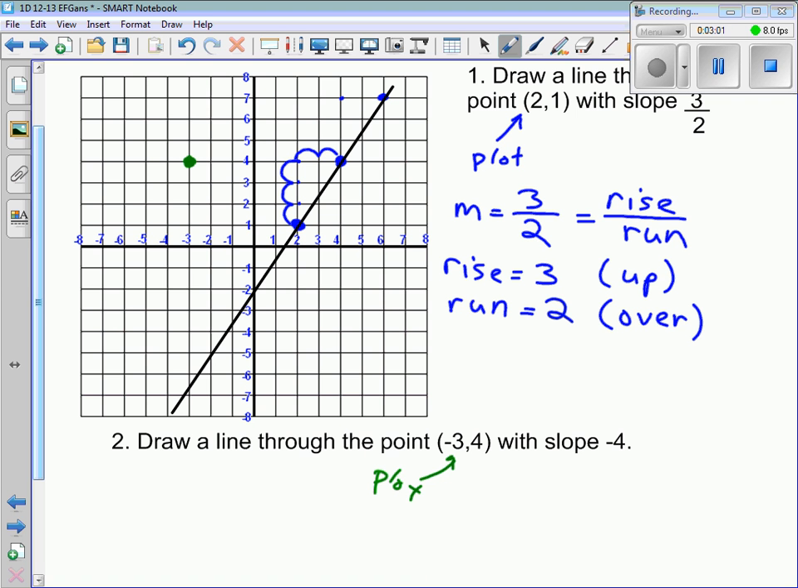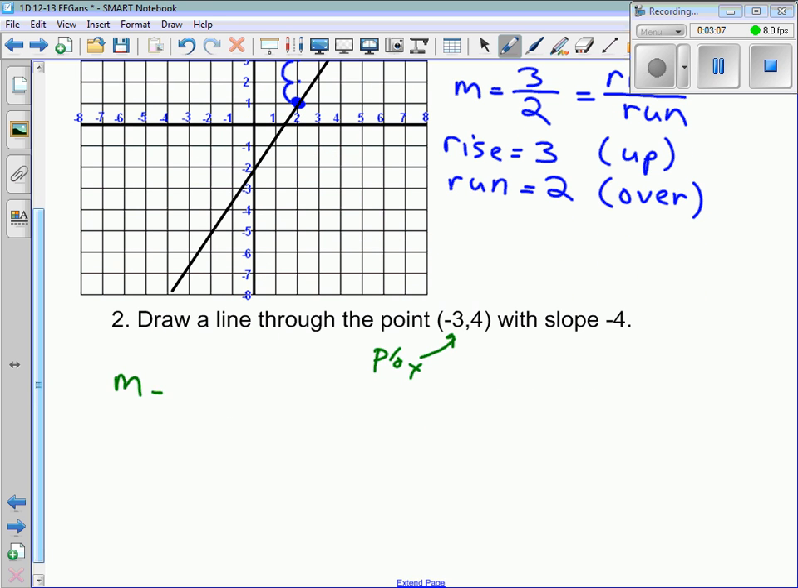Okay. Now my slope is just -4. So let's think about what this is telling us here. If my slope is -4, I want to use this slope to get my rise and my run. And that's easiest to do if my slope is a fraction, if I've got one number over another one. So I'm going to write this as -4 over 1. So if I write this as -4 over 1, what is my rise and what is my run?